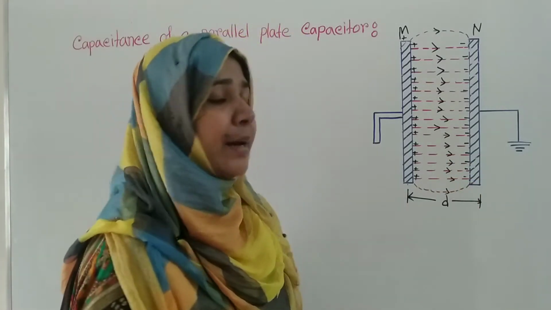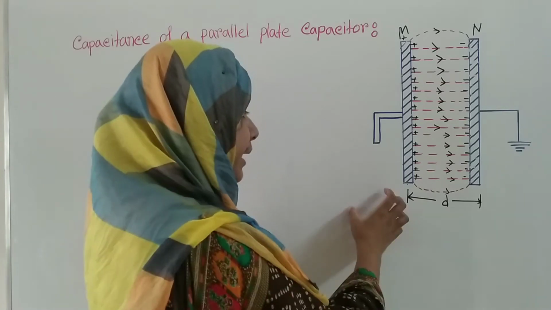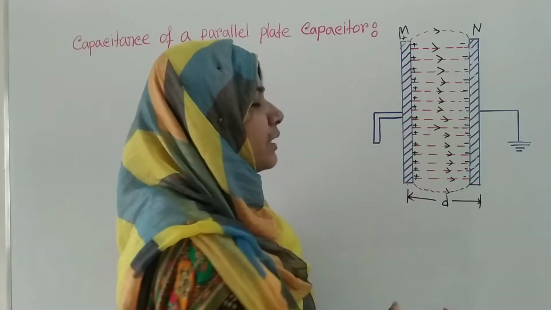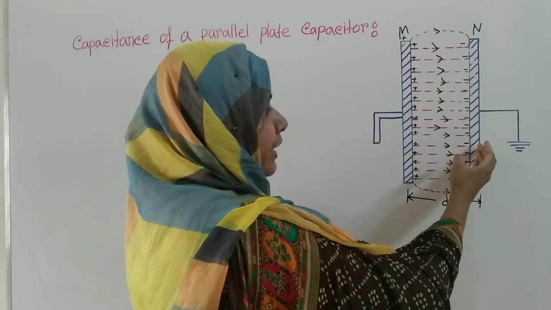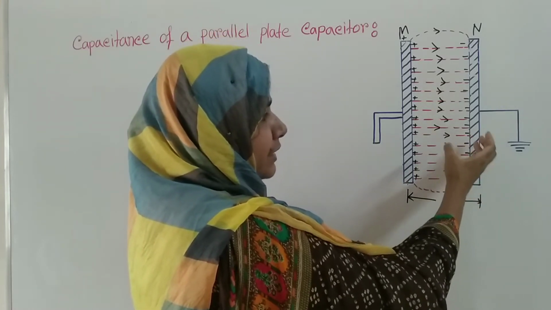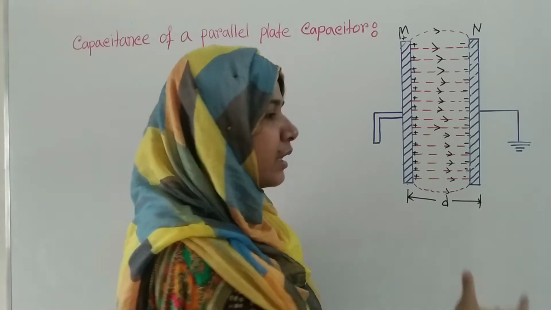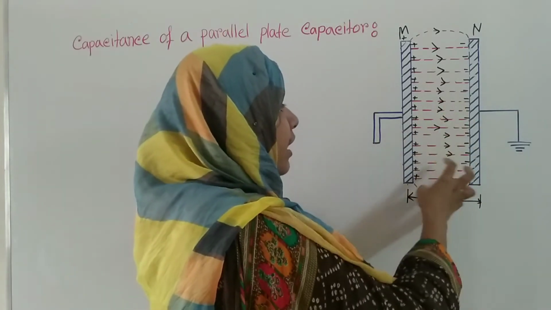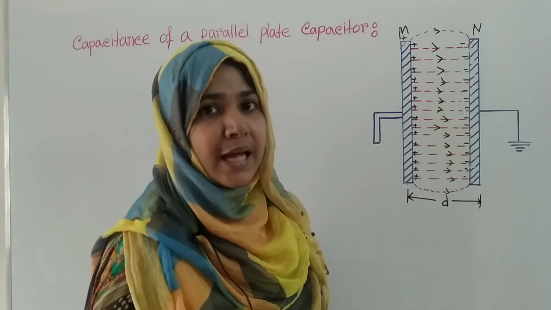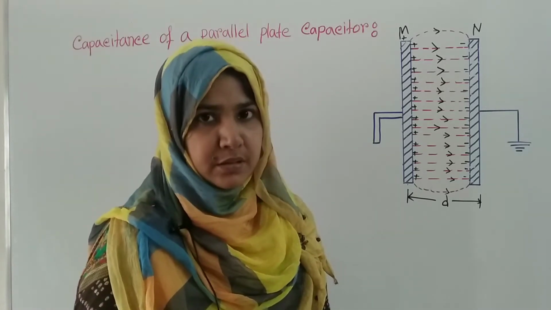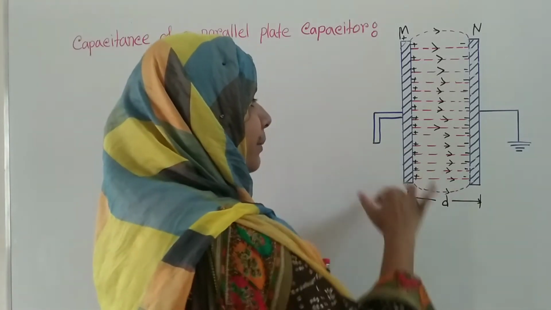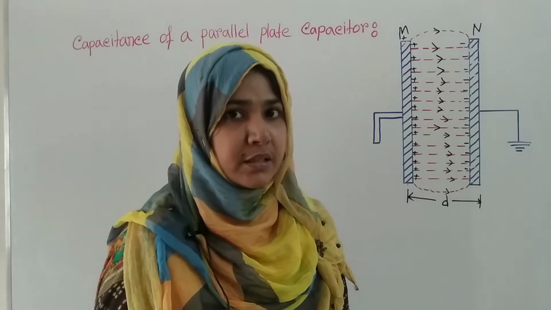Whenever we apply charge on plate M, in this procedure the maximum amount of negative charge will gather from plate N on the inner surface. As a result, charge will be stored, and the storing of charge is known as the capacitor. In this way a parallel plate capacitor is made.